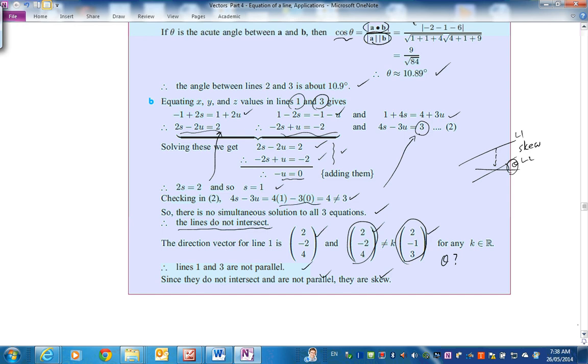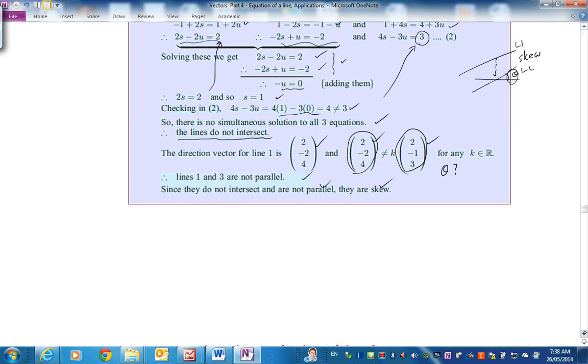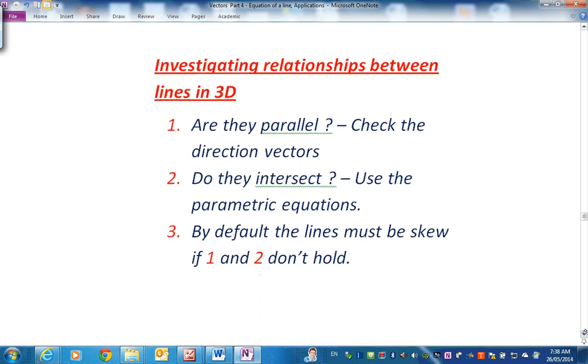Let's have a look. There's a lot to absorb there. Let's have a look at what I suggest your approach should be. Looking at lines in 2D or 3D, go through this process. Are they parallel? Check the direction vectors. The direction vector b1 should be some multiple of b2. Okay. Do they intersect? Use the parametric equations.